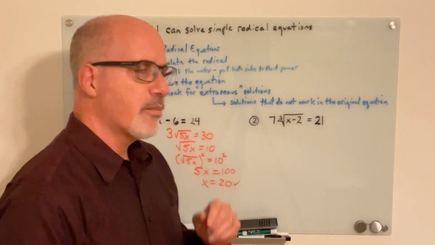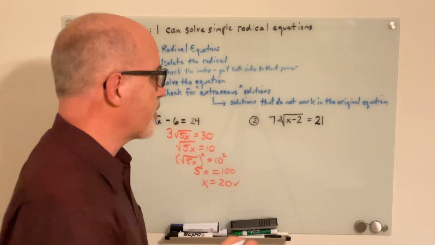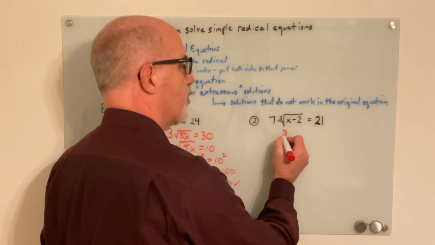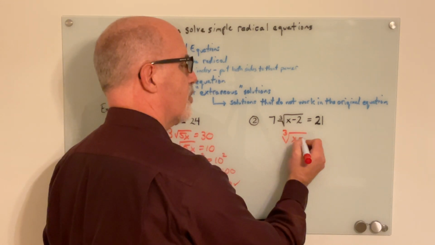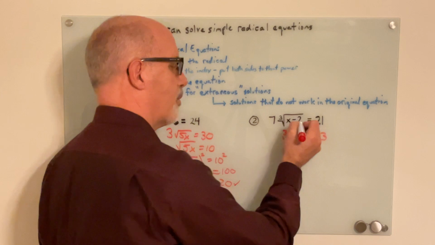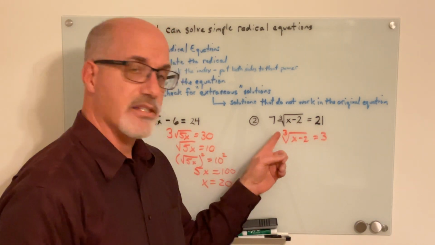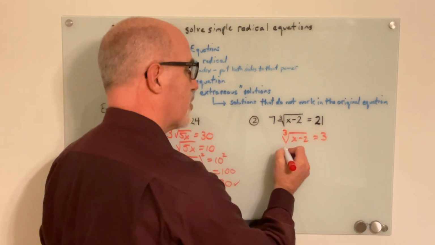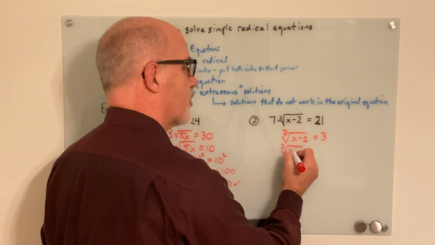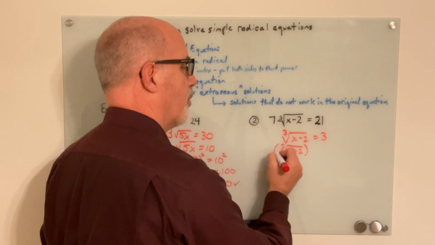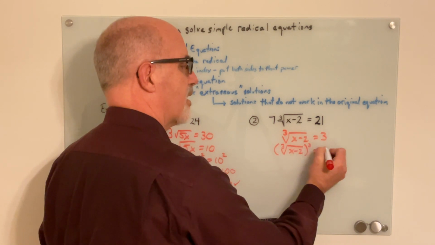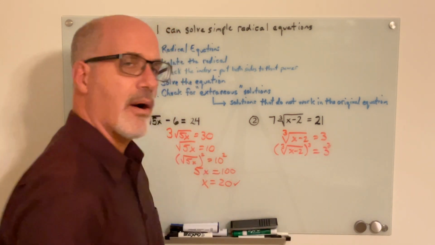So we're going to get that cube root by itself. So we're going to divide both sides by 7. So the cube root of x minus 2 is equal to 3 when we divide both sides by 7. Now that index is a 3, so I'm going to put both sides to the third power. So take this radical, put it to the third power.